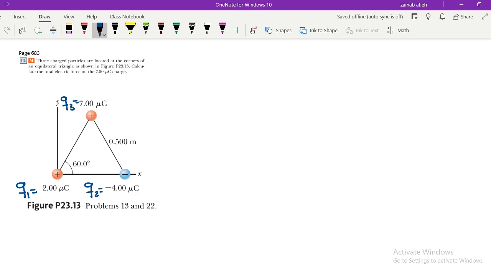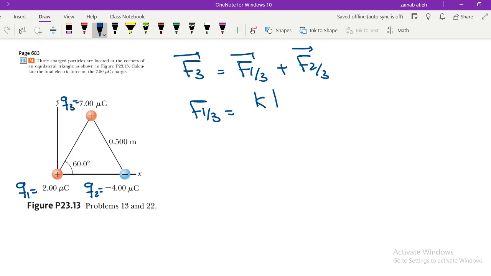So our question here, he's asking for F3, which is the force exerted by 1 on 3 plus the force exerted by 2 on 3. So let's start with 1 on 3. As usual, first I find the magnitude. Remember the steps. The magnitude of 1 on 3 is equal to K absolute Q1, all the time the magnitude is in positive value, absolute Q1 Q3 over the distance between Q1 and Q3 squared.